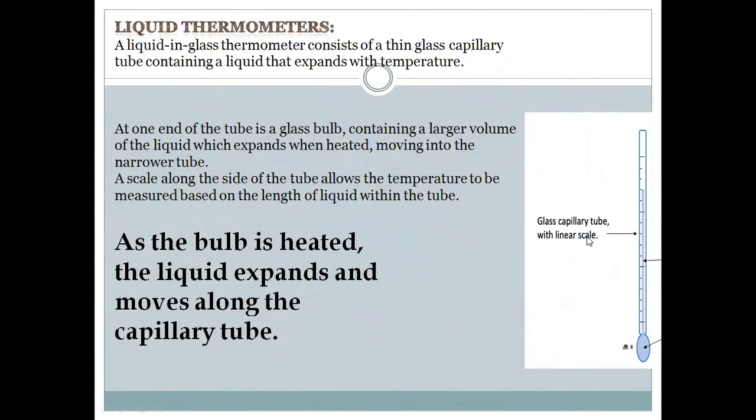Now, as you see, a liquid and glass thermometer consists of a thin capillary tube containing a liquid that expands with temperature. At one end of the tube is a glass bulb containing a large volume of liquid, which expands when heated, moving into the narrow tube. A scale along the side of the tube allows the temperature to be measured based on the length of the liquid within the tube.